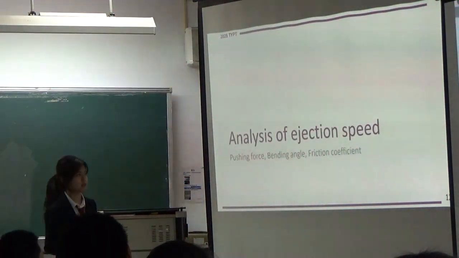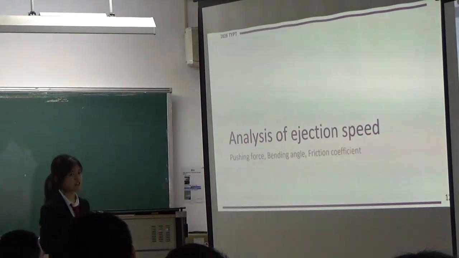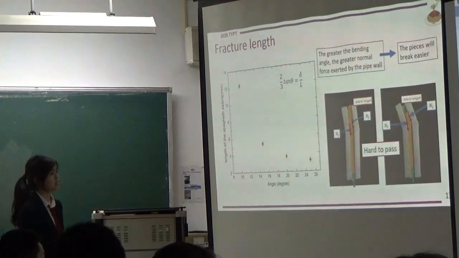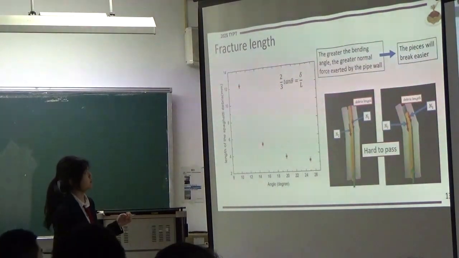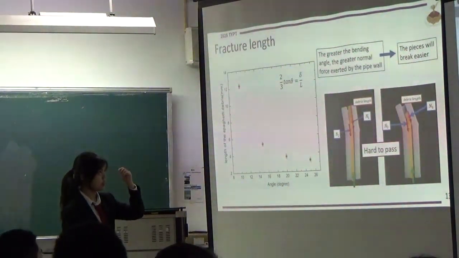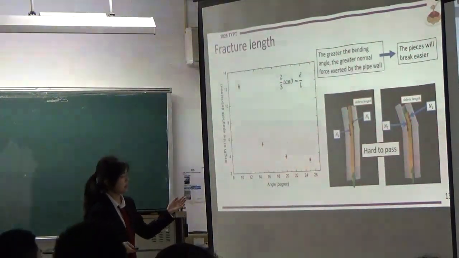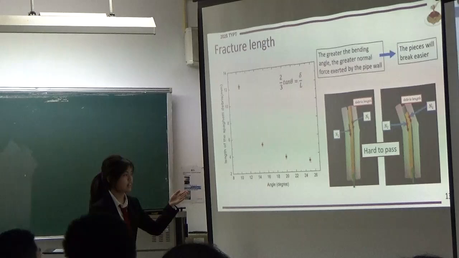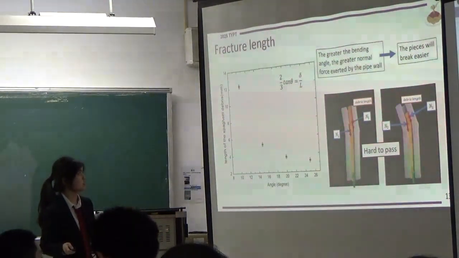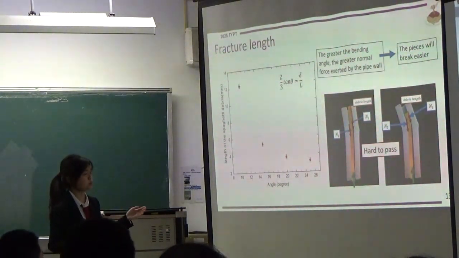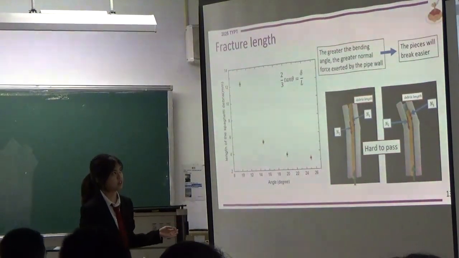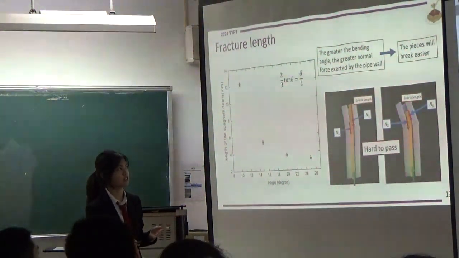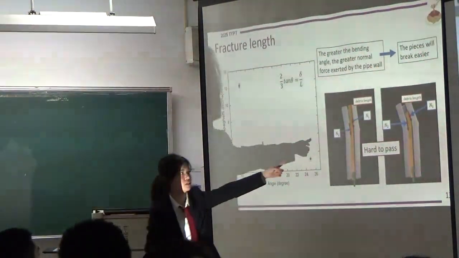And then is our experiment. We first need to measure some of the constants in our experiment. Like, this is the fracture's length. So, as you can see, when the angle theta increases, the length of the spaghetti device will decrease. That's because the greater the bending angle, the greater the normal force exerted by the pipe wall would be.